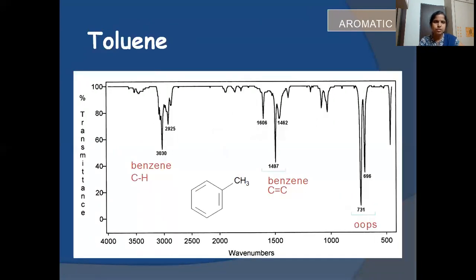Now toluene is the same thing. At 3030 and 2925, this is the sp2 carbon and this is the sp3 carbon. And whether it is aromatic or not, what is the main feature? What bands do we have to consider for this? We have to look for 1606, that is C double bond C, as well as below 900. Remember, below 900 you also have to look for bands when a benzene ring is present.